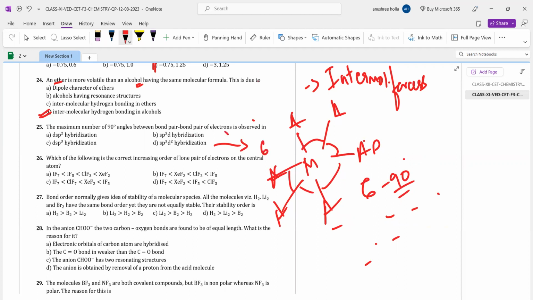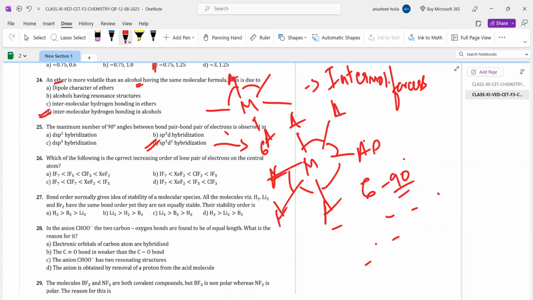If you consider sp3d, we have 2 bonds which are 90 degrees to each other. So the maximum number of 90-degree angles we can only observe in sp3d2. In sp3d we have only two bonds which are at 90 degrees, but in sp3d2 all the bonds are 90 degrees to each other.